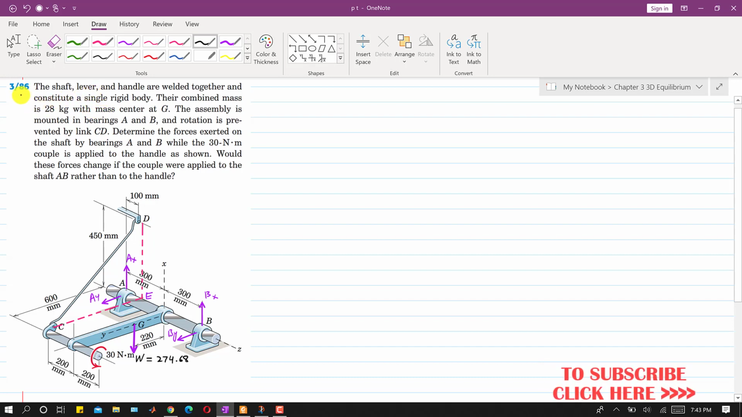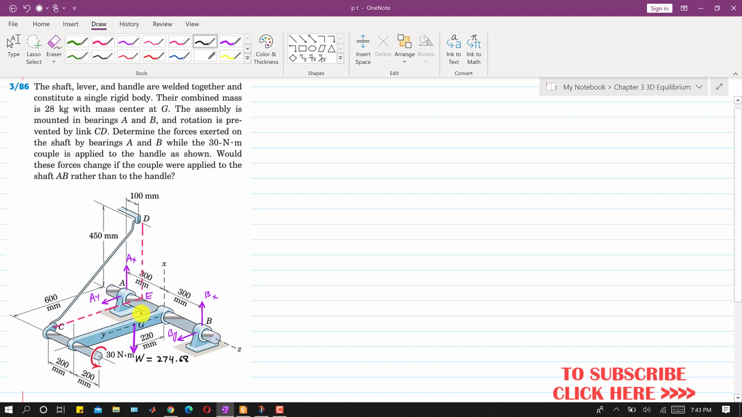Now let's solve this problem 386. In this problem we are given that the shaft, lever and handle are welded together and constitute a single rigid body. So their combined mass is 28 kg with mass center at G, right? So this is the shaft and this is the handle and this is the lever, right?